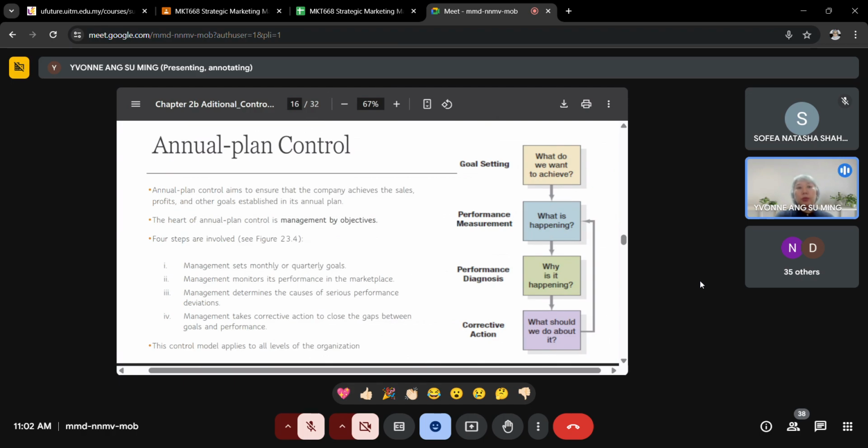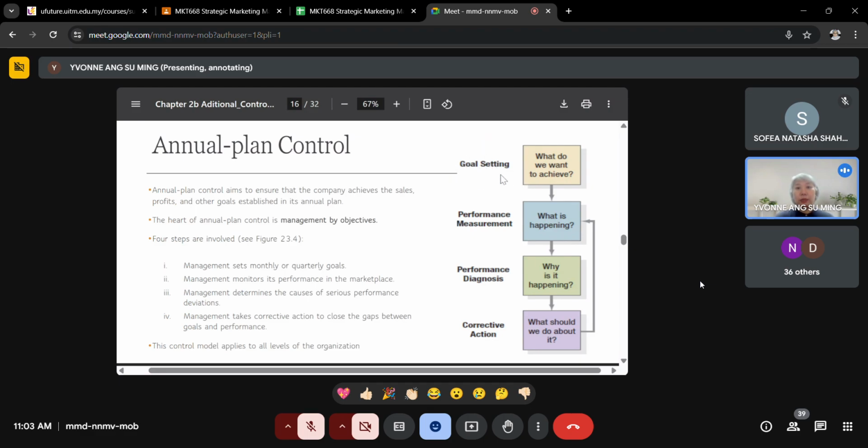Okay. So one other control you should know about is the annual plan control. In the annual plan control, you would have already figured this out based on what I've been saying so far, where you can already guess that the rationale behind control is the fact that companies typically on a yearly basis set goals.